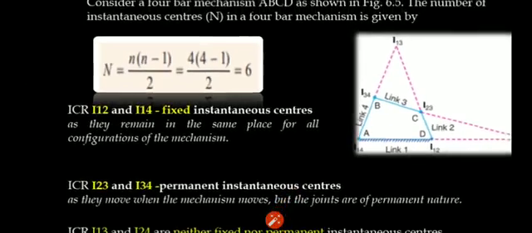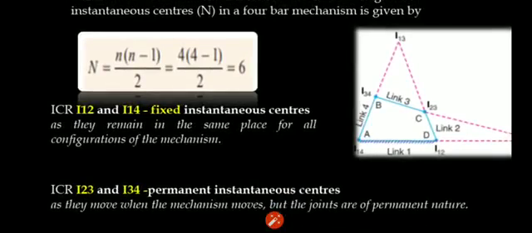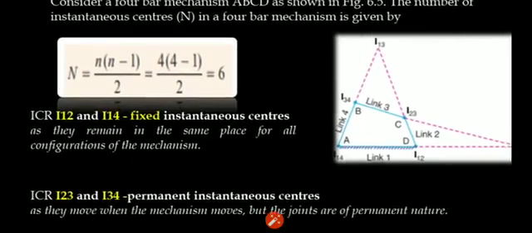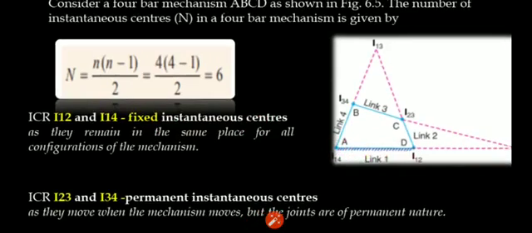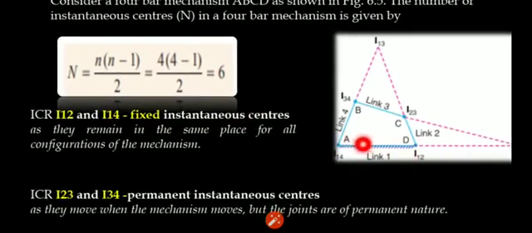So what is a fixed instantaneous center? It is an instantaneous center which remains in the same place for all configurations of the mechanism. Even if there is a change in configuration of the mechanism, the instantaneous center which remains at its position is called a fixed instantaneous center. Generally it is always located on the fixed link. Link number 1 is fixed, that's why the ICRs related to link number 1 are fixed ICRs.